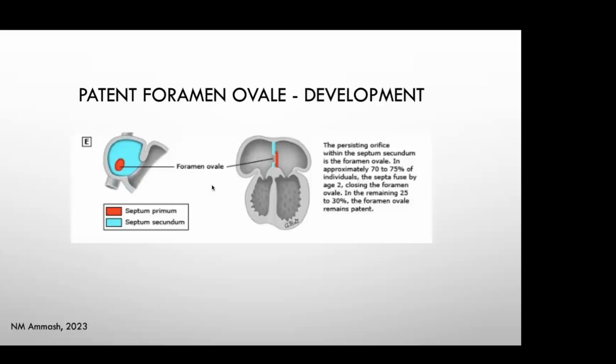So again, the foramen ovale is a hole within the septum secundum, and it's important in fetal life to allow this shunting of blood from the right side to the left side, which in utero is oxygenated blood coming from the right.